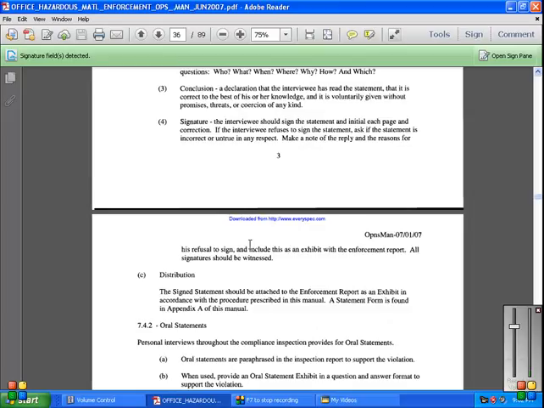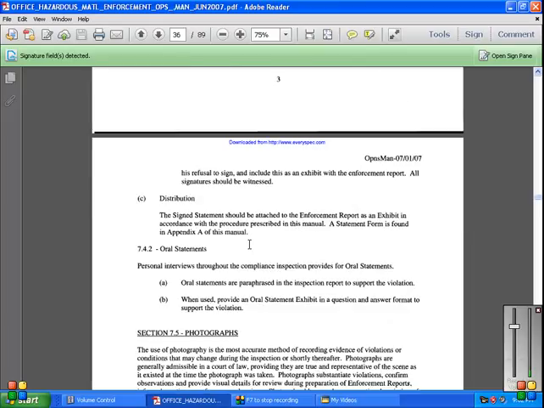7.4.2 Oral statements. Personal interviews throughout the compliance inspection provide oral statements. Oral statements are paraphrased in inspection reports to support the violation. When using the provided oral statement exhibits, use a question and answer format to support the violation.